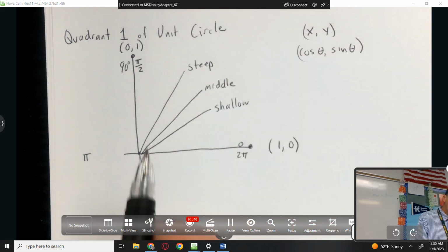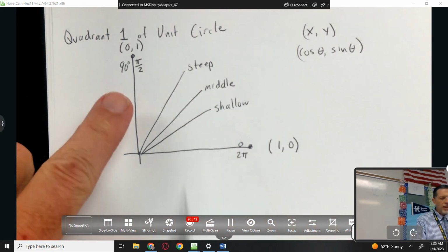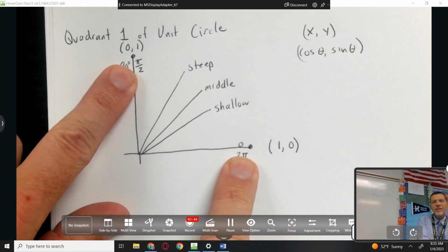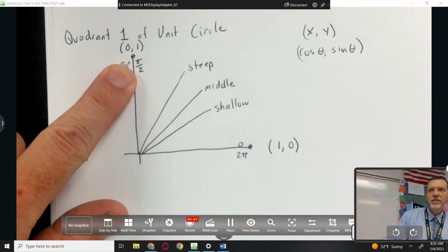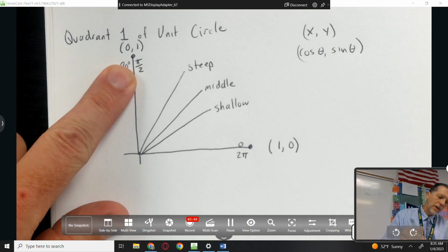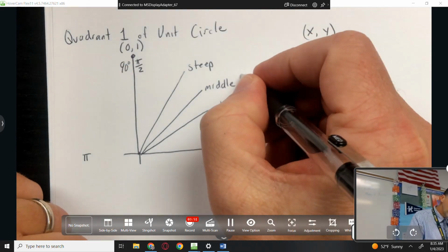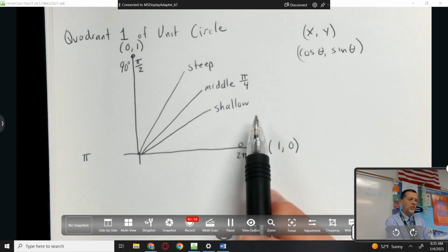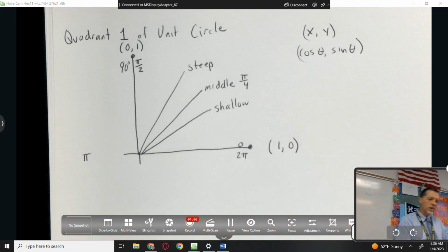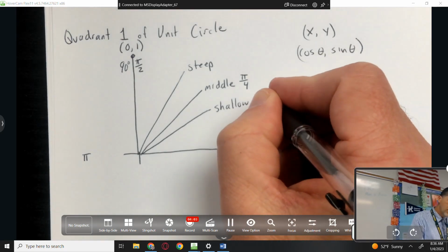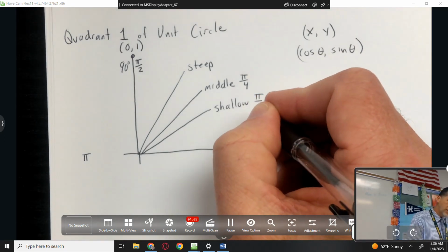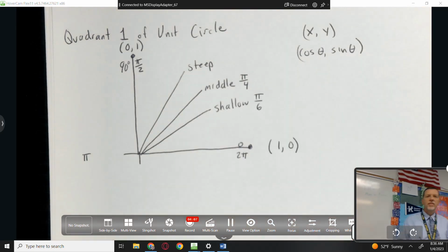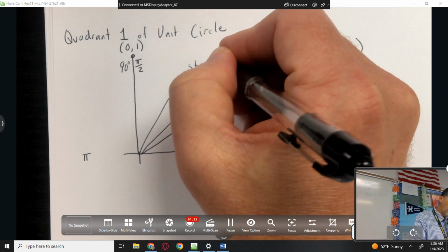Do you remember what angle in radians is the middle angle? Especially if you're looking at halfway between 0 and pi over 2. And pi over 4. How about the shallow? What's less than pi over 4? Pi over 6. And a little bit more than pi over 4. Yep, pi over 3.